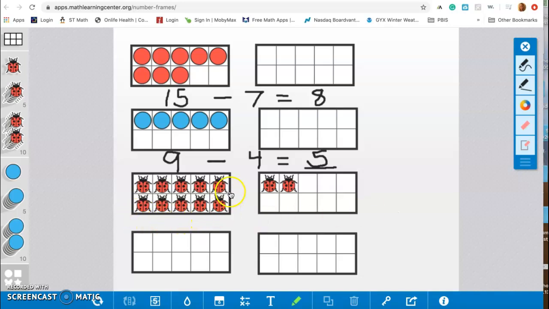When we have a whole 10 frame filled in, that means that we have 10 ladybugs, but let's just check the count. Check by counting. 1, 2, 3, 4, 5, 6, 7, 8, 9, 10. And we have 2 more over here. 11, 12. So if you said that there were 12 ladybugs, you are correct.